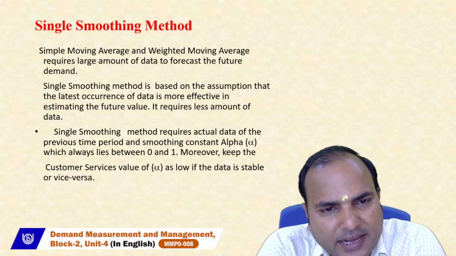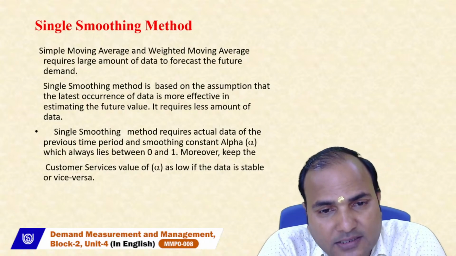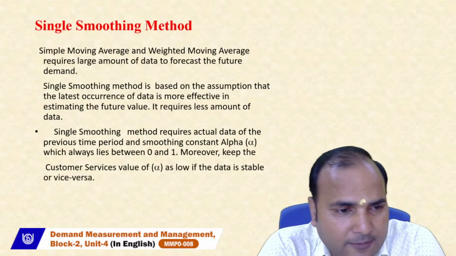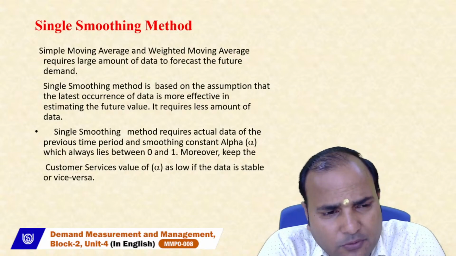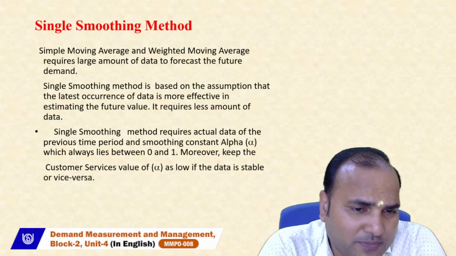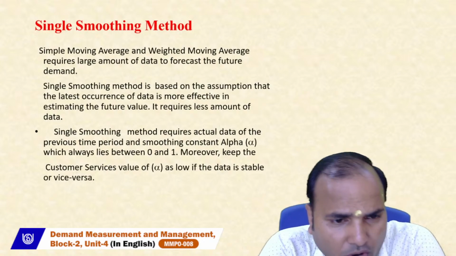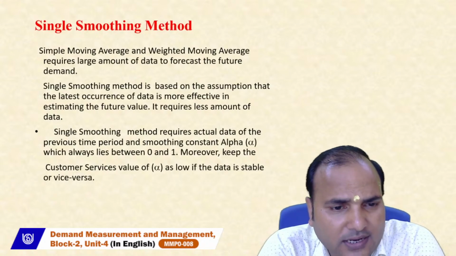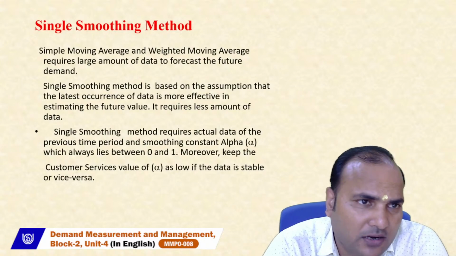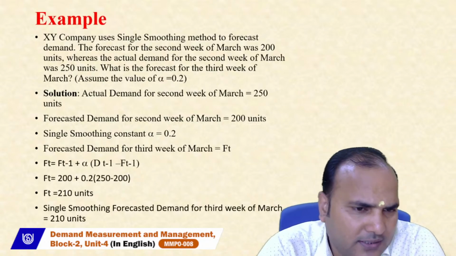So here it requires a smaller amount of data. The single smoothing method requires the actual data of the previous time period and a smoothing constant, alpha, and this alpha value always lies between 0 and 1. Moreover, keep the value of alpha low if the data is stable, or vice versa. If it is not low, then it will be high. In the single smoothing method, please see this example of how we solve this.